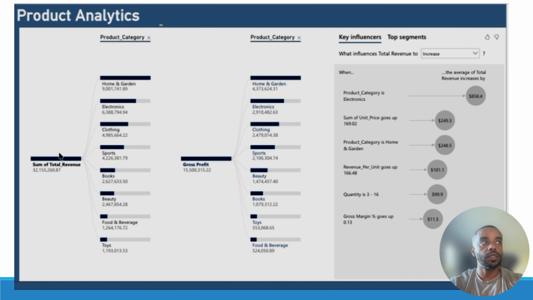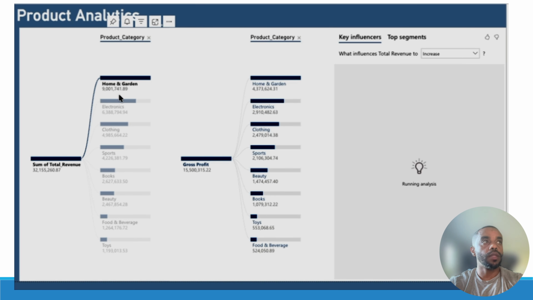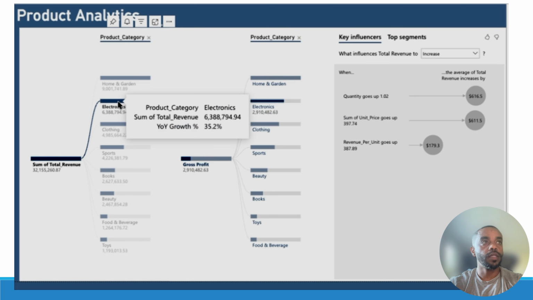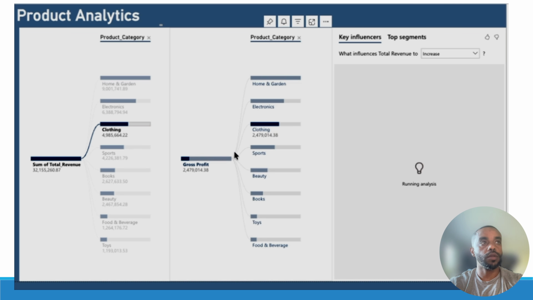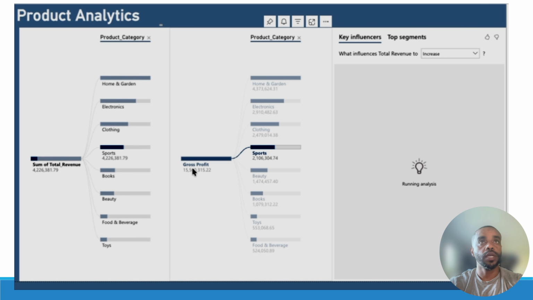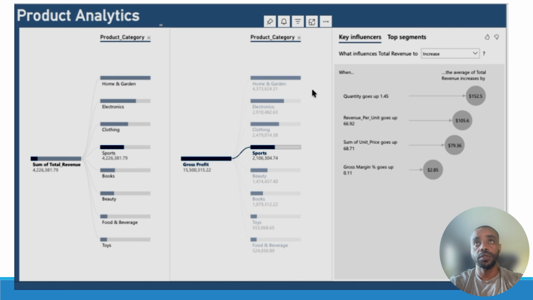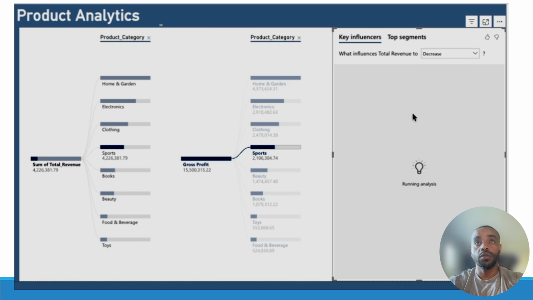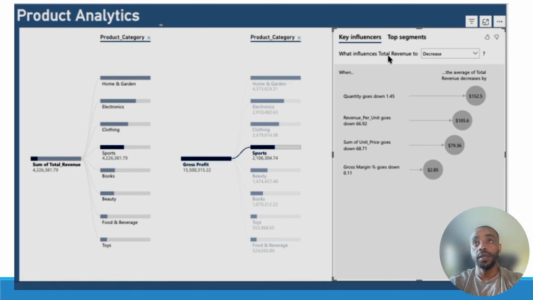To show product intelligence in the dashboard, we created the composition tree by total revenue, and by selecting each product category, we can see the revenue and the profits. We also added a key influencer, and we can see what influences revenue for that product. For example, if the quantity goes down by 1.45, then the revenue will decrease by $152.